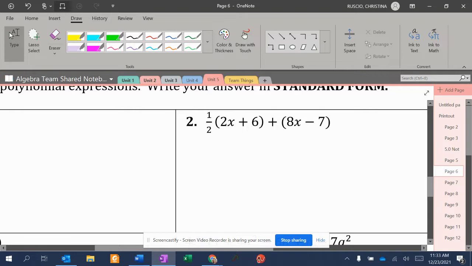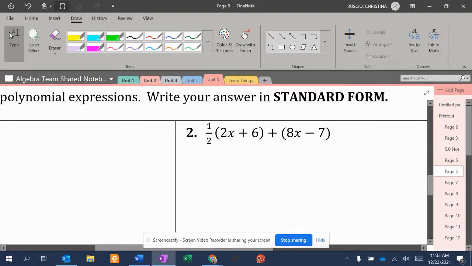Oh, we've seen things like this. Anytime we have parentheses, let's distribute. So I'm going to distribute the 1/2, and then there's a 1 here. Half of 2x is just 1x. Half of 6 is 3. And then 1 times 8x is just 8x, and 1 times negative 7 is just negative 7.